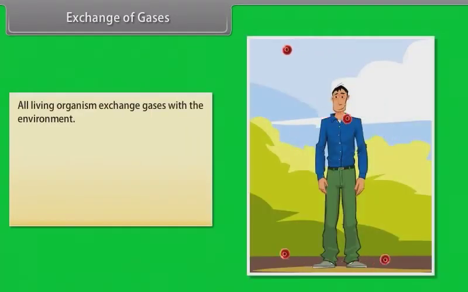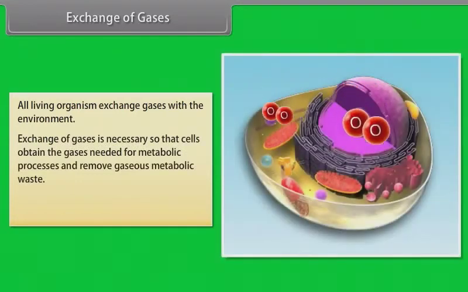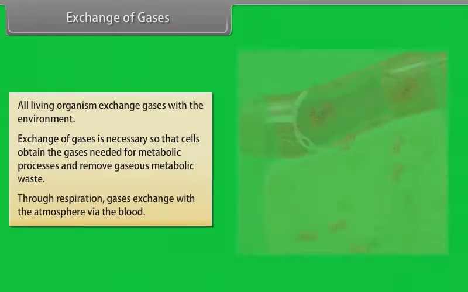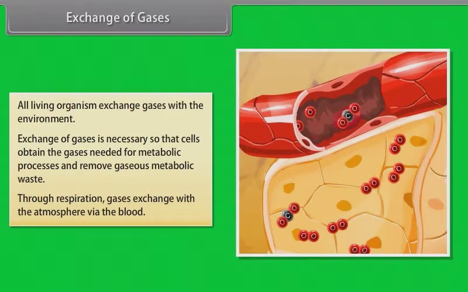Exchange of gases. All living organisms exchange gases with the environment. Exchange of gases is necessary so that cells obtain the gases needed for metabolic processes and remove gaseous metabolic waste. Through respiration, gases exchange with the atmosphere via the blood.